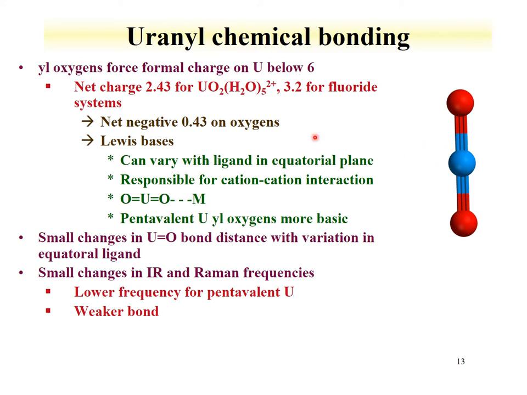Now the net charge on the metal ion is actually a little bit larger than the 2+, estimated to be between 2.4 for the water system and 3.2 for the fluoride system. And since the overall charge of this is +2, that means that the oxygens are going to have net negative charges on them. This has been exploited for forming metal complexes with these yl oxygens. And these are called cation-cation interactions that you can explore for the actinides. And these can be evaluated by assessing the change of the uranium-oxygen bond through the complexation, and this bond can be evaluated through IR and Raman spectra.